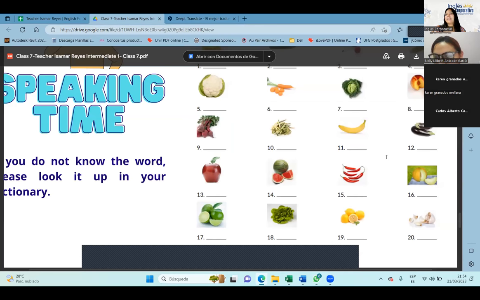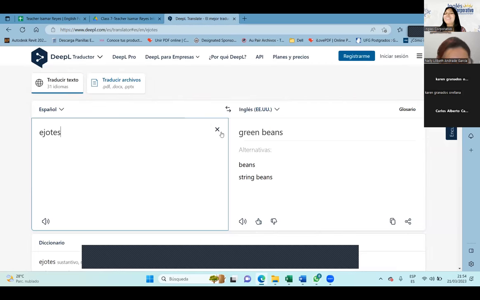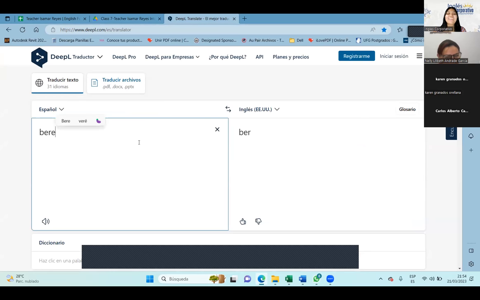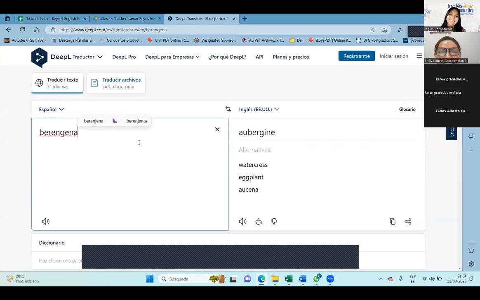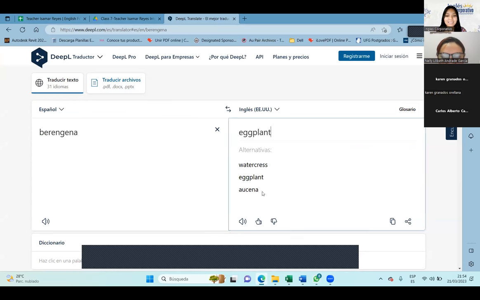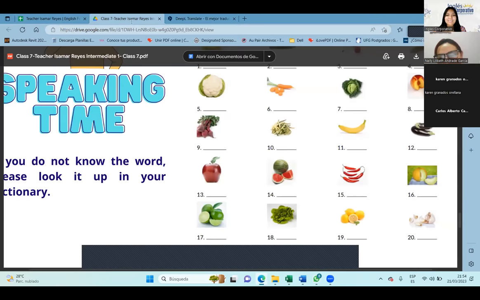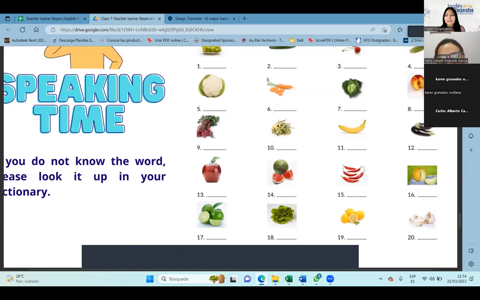Banana. Banana. Berenjena. No sé. No, okay. Okay, berenjena, okay. Albert. Yes, pero la más común es eggplant. Esa, ajá, esa es la más común. Eggplant. Okay. Apple. Apple. Ajá, apple. Watermelon. Watermelon. Peppers. Peppers. Okay, yes.